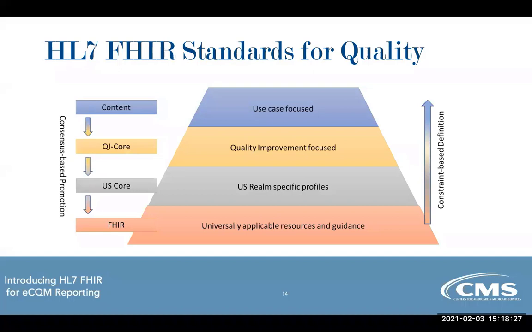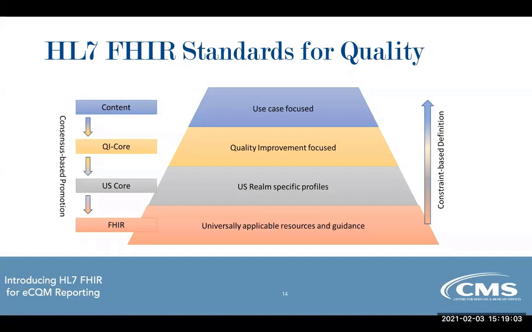So when we start with the base spec of FHIR, if we want to constrain it a little bit, we can add a profile, and that's what US Core did. So for US realm specific profiles, sharing data within the US, they decided there were some constraints they wanted to add to the base specification, some elements they wanted to make required, some additional elements they wanted to add. So they created a US Core profile that further constrained the spec.